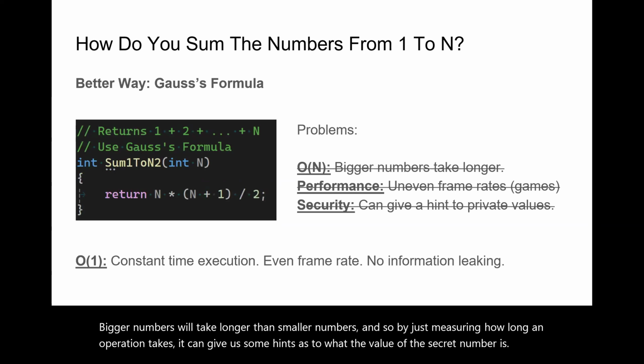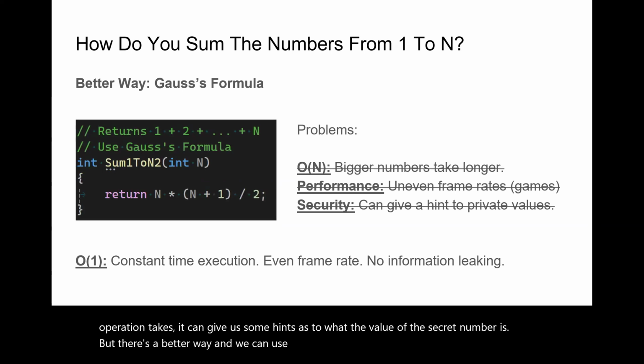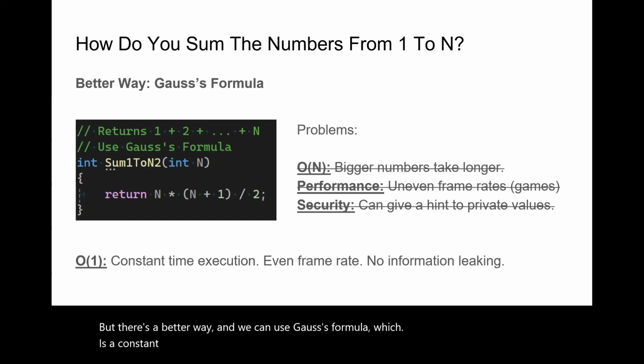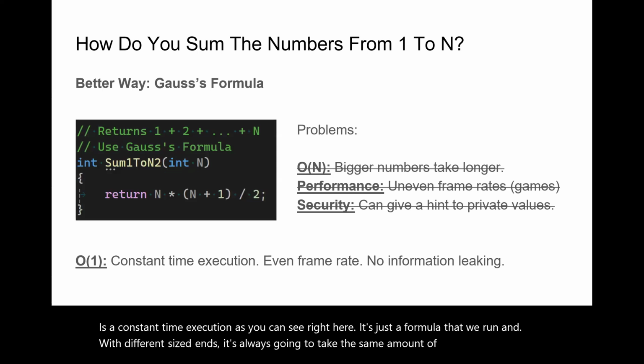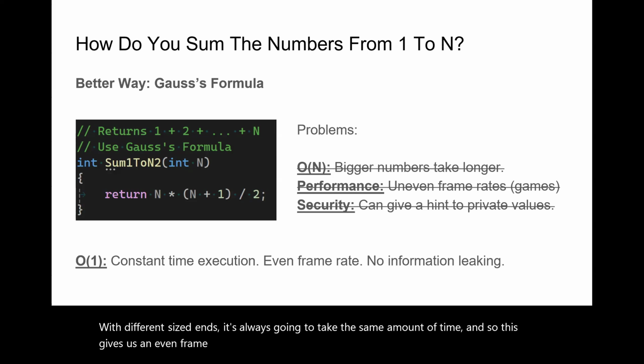But there's a better way, and we can use Gauss's formula, which is a constant time execution, as you can see right here. It's just a formula that we run, and with different size n's, it's always going to take the same amount of time. And so this gives us an even frame rate and no information leaking.